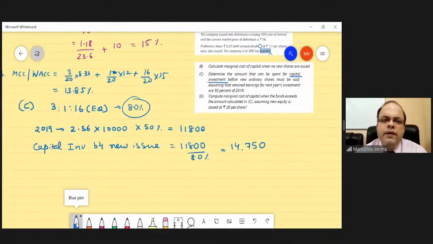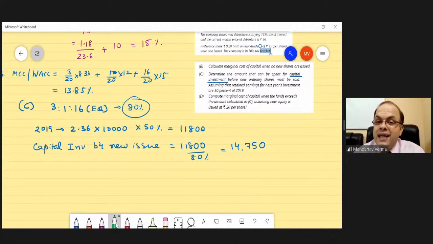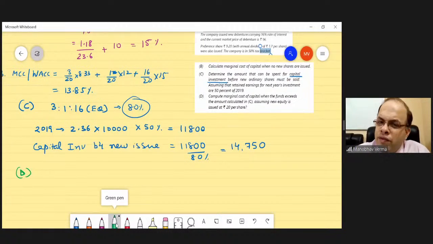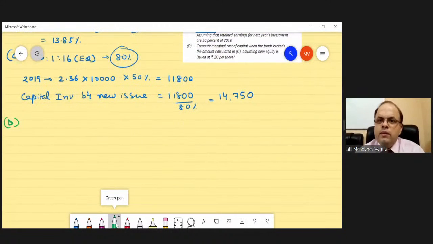14,750. And then they're asking you, as option number D, to compute the marginal cost of capital when the funds exceed the amount calculated in C, assuming the new equity is issued at 20 rupees per share. Now guys, no points for guessing. What different do we need to do for option number D? Marginal cost of capital when the funds exceed the amount calculated in C. What will be the different scenario then?